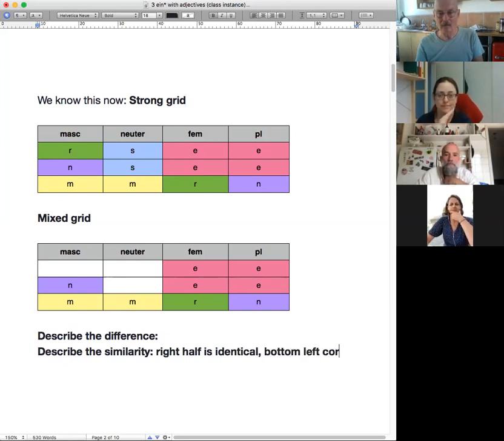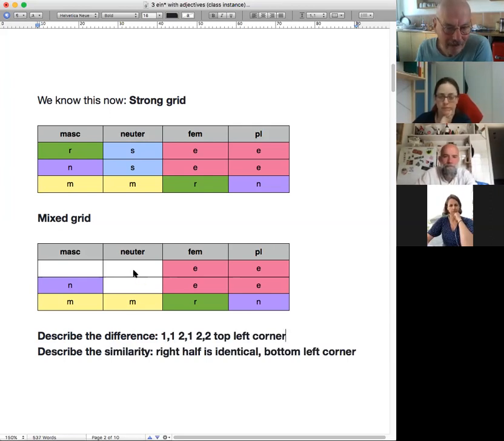The bottom left corner. What's different? One-one, two-one, and two-two. So we could say the top left corner. If you weren't happy with top left corner, I would understand, but you would be okay with bottom left corner, wouldn't you?